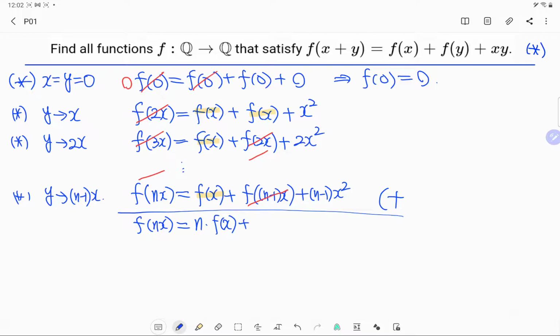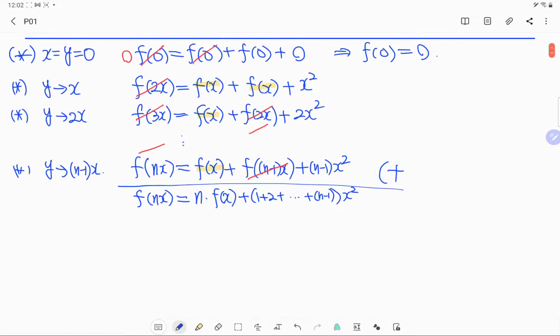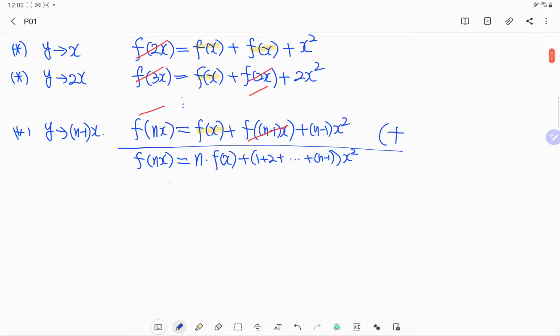So for the remaining one, which is 1 plus 2 plus up to n minus 1, all multiplied by x squared. This is nothing but an algebraic sum. So it turns out to be n times f of x plus n times n minus 1 all over 2, which is the 1 plus 2 up to n minus 1, multiplied by x squared. So this is f of nx, and we may call this one equation 1 because we may use this one later.